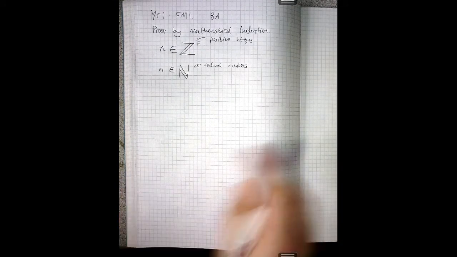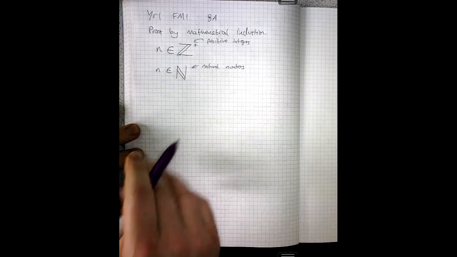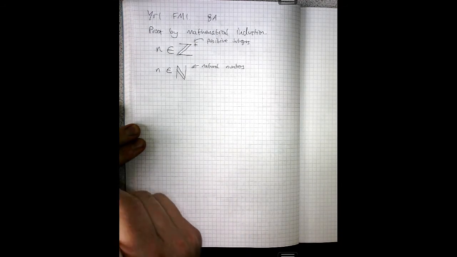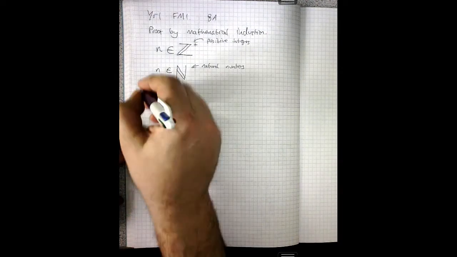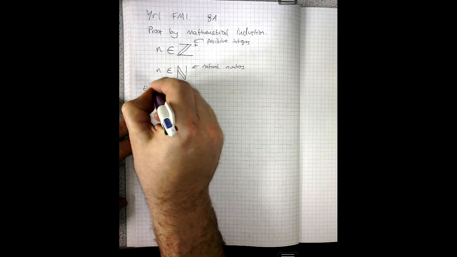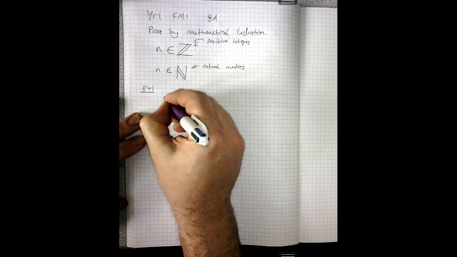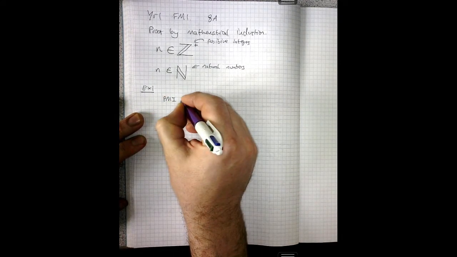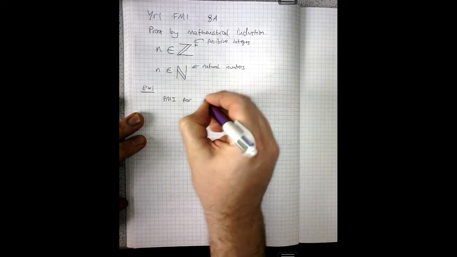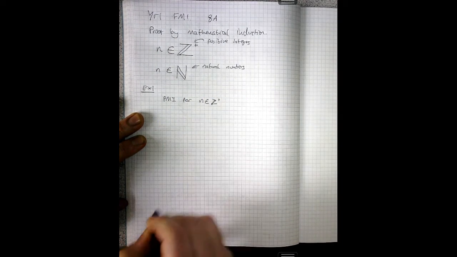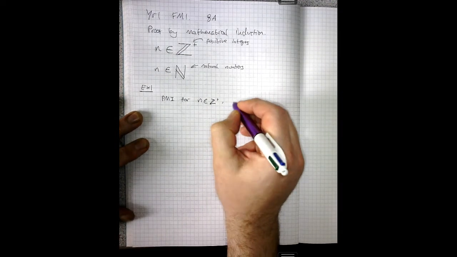And we'll go through the different steps for each example and explain them as we go. What I want to do is prove by mathematical induction that for all positive integers, this summation is true.